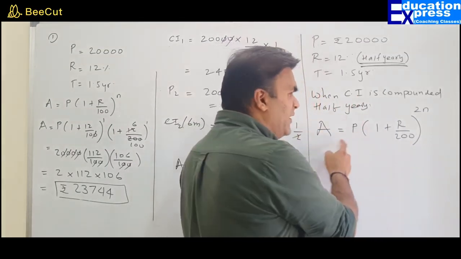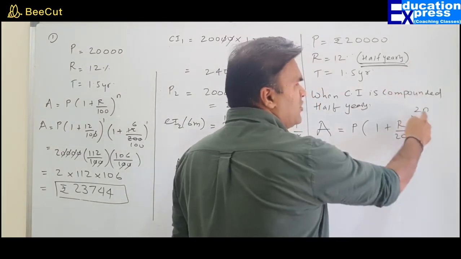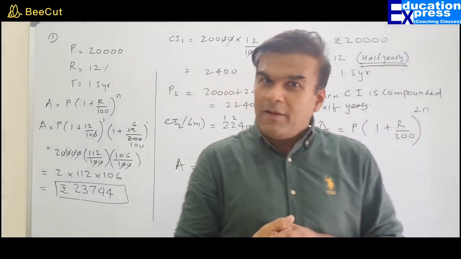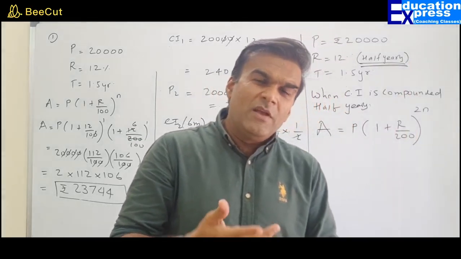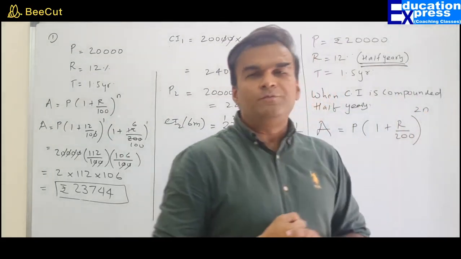That is why, if it is a case of 1 year, we write 2 into 1 in place of n. So it will be 2. Two times churning will happen, because after every 6 months, 6 months plus 6 months, 2 times. So 2 into 1, that will be 2.